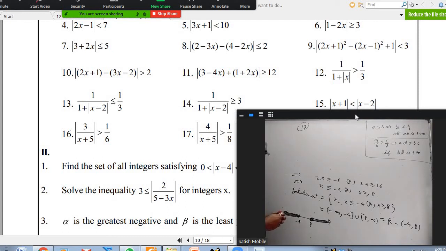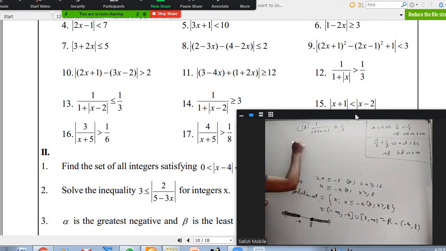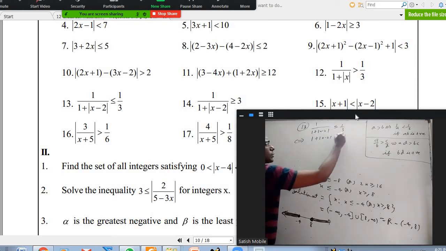So coming to 13, somebody can take the reciprocal, nothing wrong. 1 by 1 plus mod x minus 2 is less than or equal to 1 by 3. This is positive, this is positive, it's fine, you can take it. So I'll get 1 plus mod x minus 2 greater than or equal to 3.